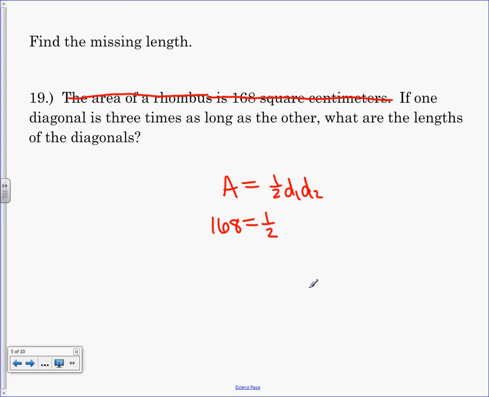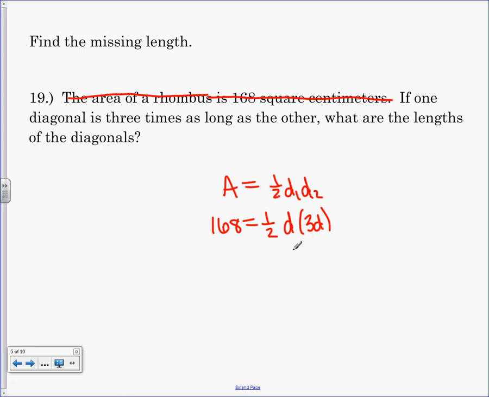If one diagonal is 3 times as long as the other, so what do you want to call one of those diagonals? D, X, whatever, right? I don't know what it is. So I'm going to call it D. One of them is 3 times as much as the other one. So if I'm calling one of them D, the other one is 3D. That literally means 3 times as much as whatever D is, or X, or smiley face, whatever you want there, right? What do you do mathematically to figure that out?